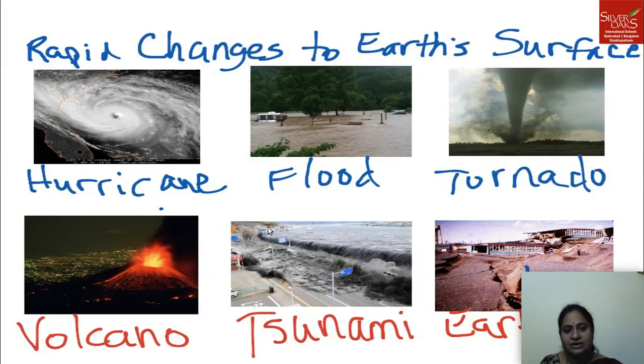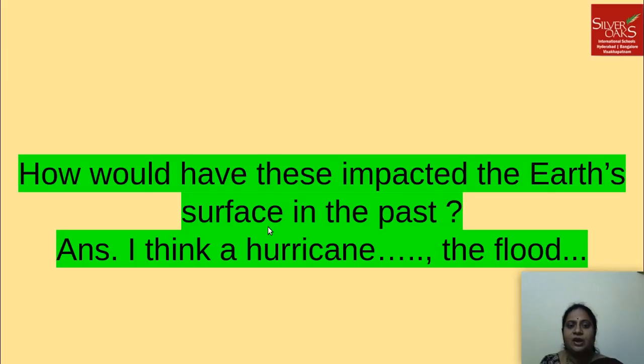Now, here is a question for you. How would these have impacted the Earth's surface in the past? Your answer should start with "I think a hurricane," "I think a flood." So give reasons for all of the six natural calamities.